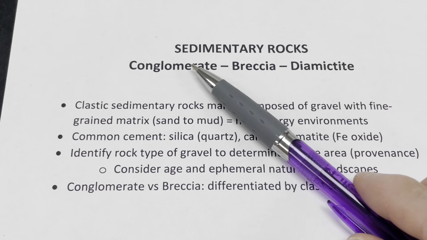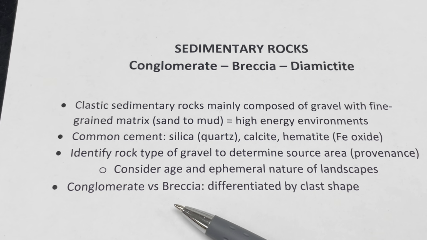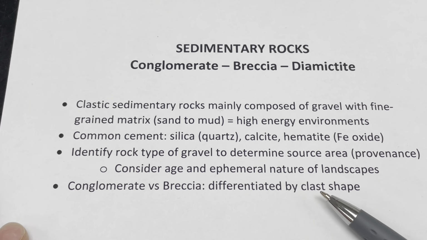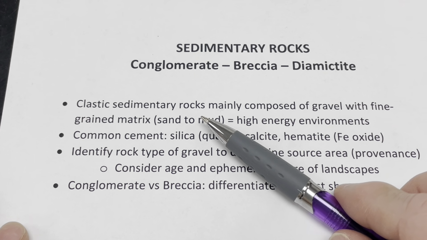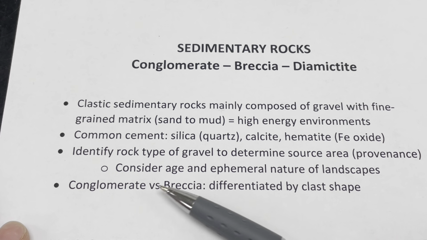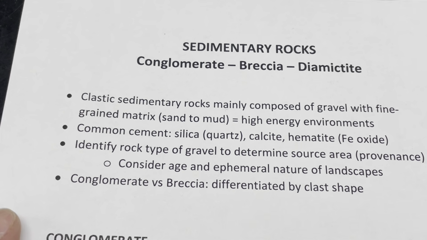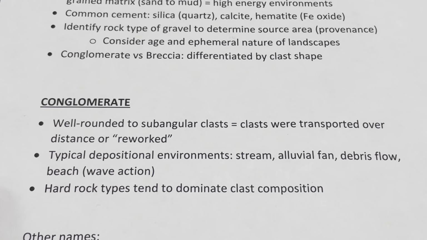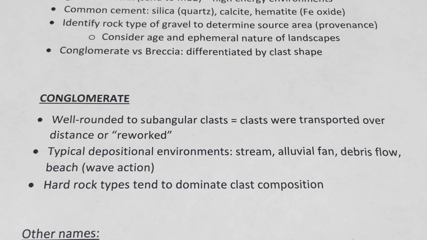We're going to mainly focus on conglomerate and breccia, which are the two dominant rock types in this size range of clastic sedimentary rocks. And these are dominantly differentiated by the clast shape. So even though they both contain gravel-sized particles, the way we divide these two names and classify these rocks is by the shape of the clast. So let's jump into it, and we'll jump back and forth between some notes to give us some context and information, and then I'll show you some actual samples as well.